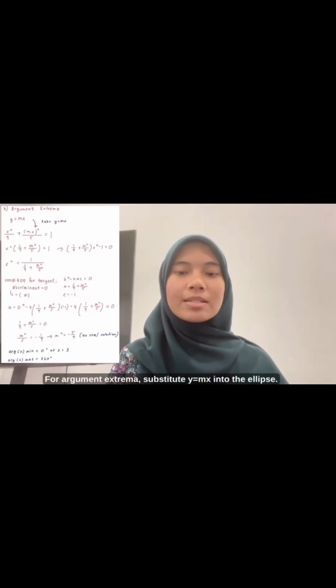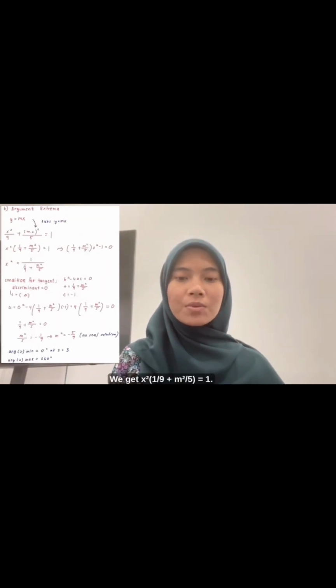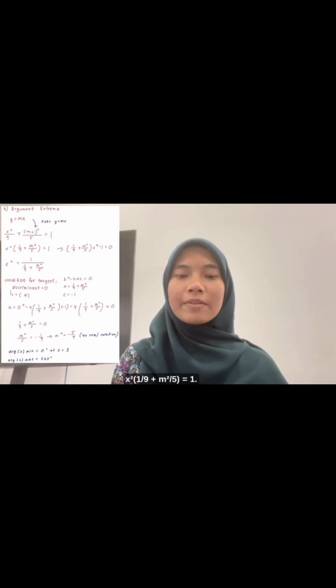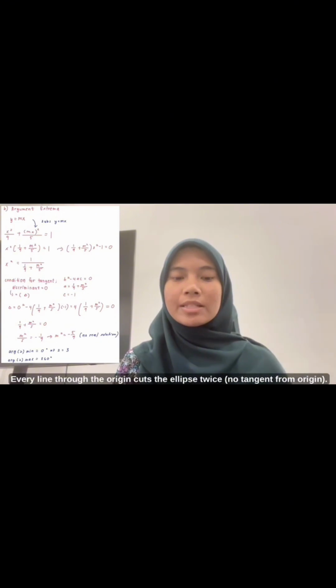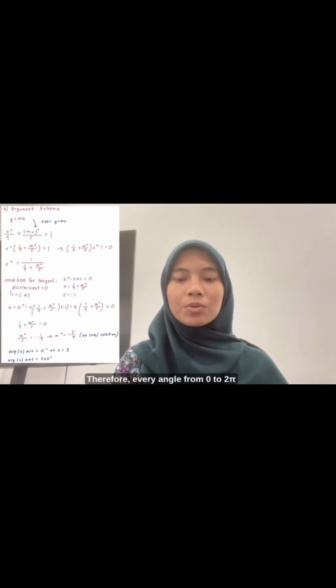For argument extrema, substitute y equal to mx into the ellipse, we get x squared times 1 over 9 plus m squared over 5 equal to 1. The discriminant is 4 times 1 over 9 plus m squared over 5. Setting it to 0 gives m squared equal to negative 5 over 9. No real solution. This means that origin lies inside the ellipse. Every line through the origin cuts the ellipse twice, no tangent from the origin. Therefore, every angle from 0 to 2 pi occurs, or 0 degrees to 360 degrees.